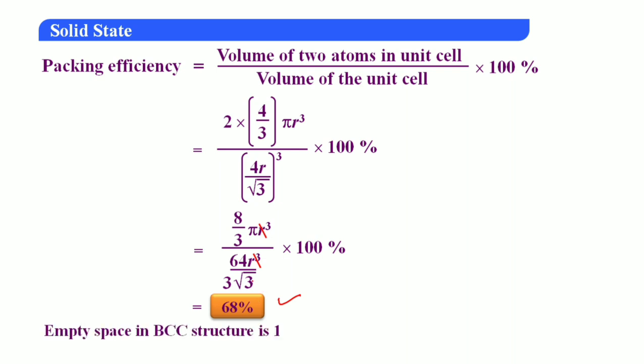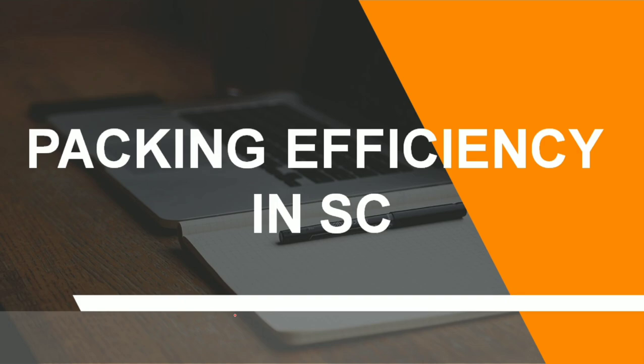Now in this particular case, if they ask how much is the empty space, what you have to do? 100 minus 68, you will get 32% as empty space. 68% is the packing efficiency. This is about BCC. Next we will see simple cube.